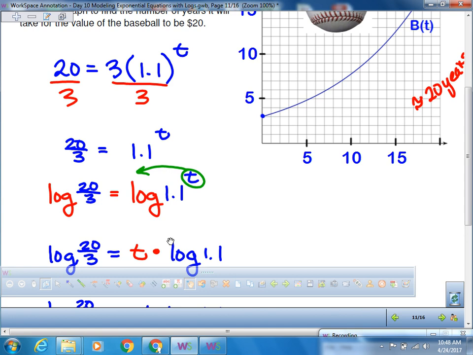It doesn't change it, but technically you can't bring it out front until you've logged both sides. So I get that you can process that in your head, but technically you can't do that rule until there's a log on both sides. Yeah, I would.